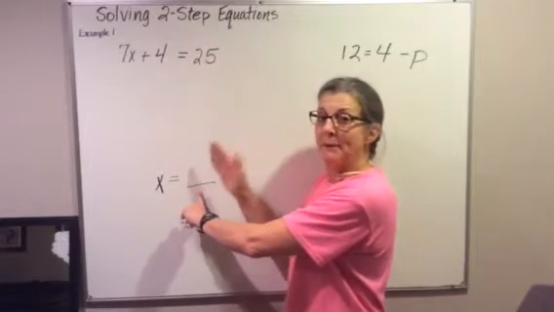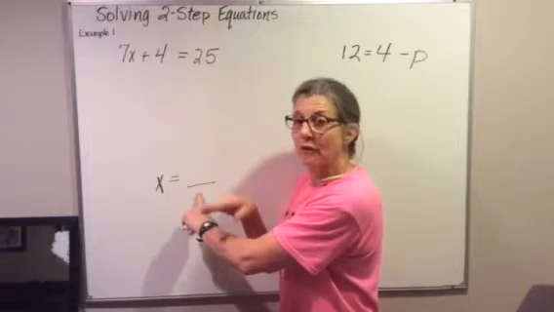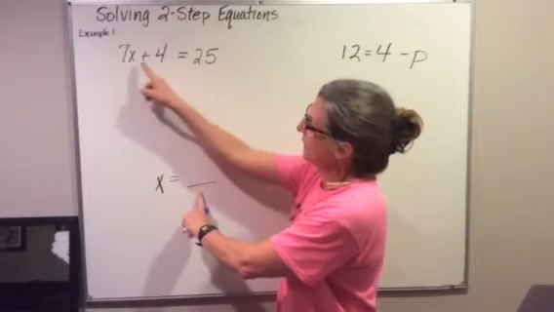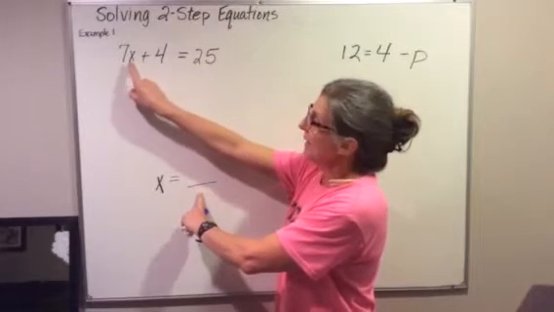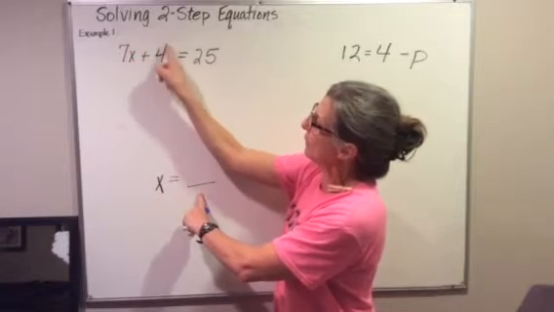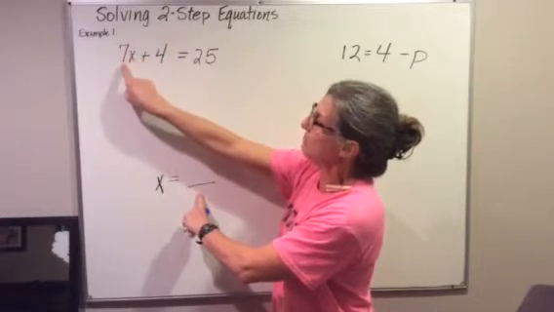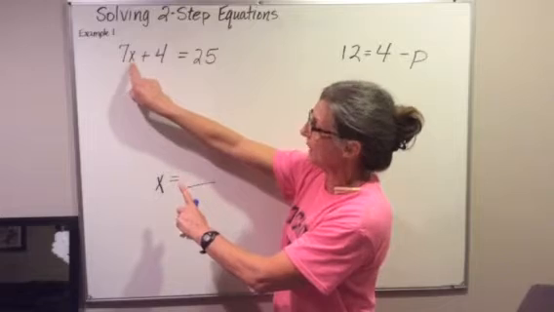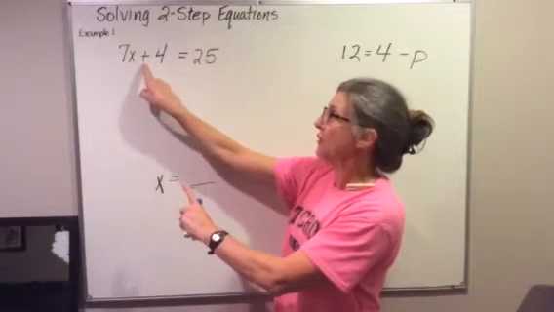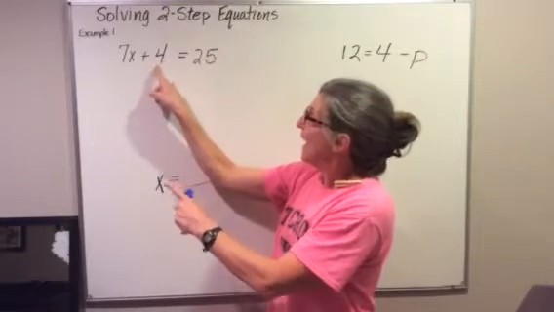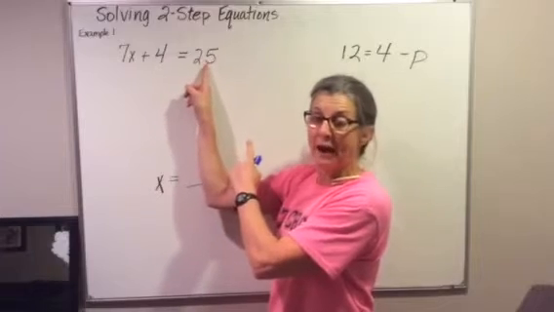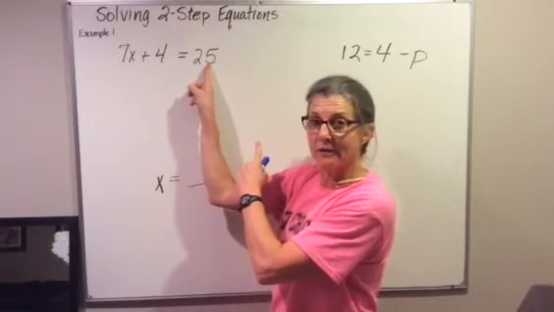Then I'm going to make you check it to see if it's correct, if this is the right number. So you're going to have to plug it back in for x. When you do that, you're going to use order of operations over here. You're going to multiply first by 7, whatever that number is, times 7. Then you're going to add 4 to it, and it should equal 25. If it doesn't, then you've got the wrong answer.